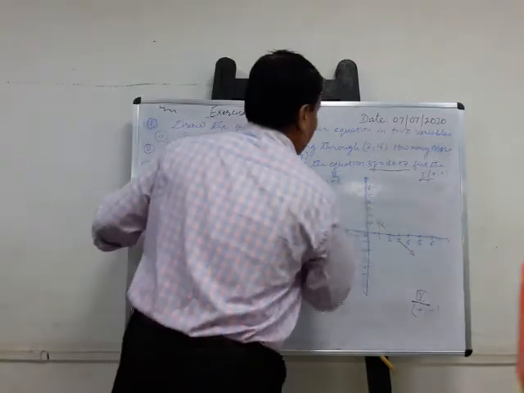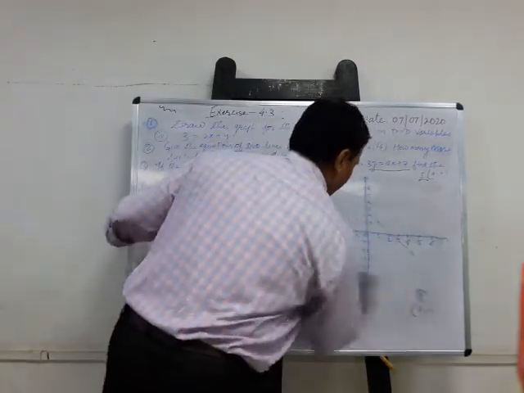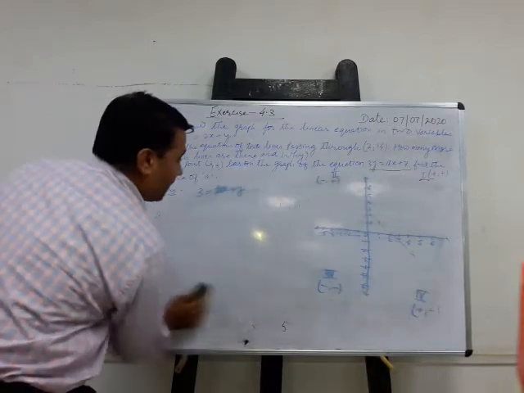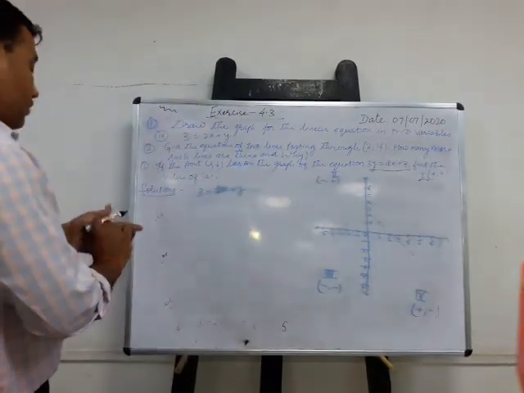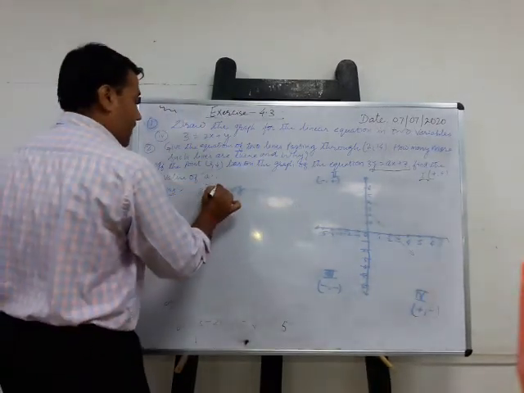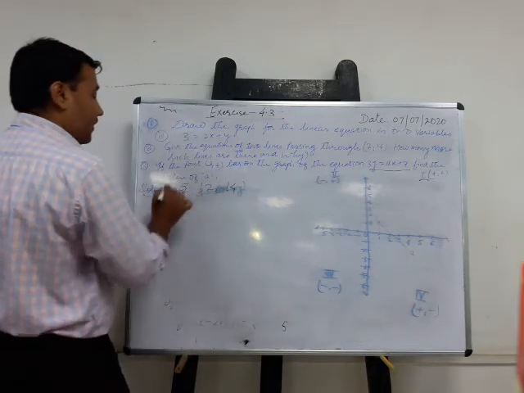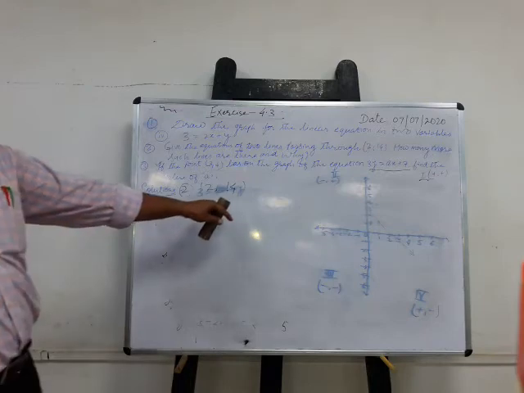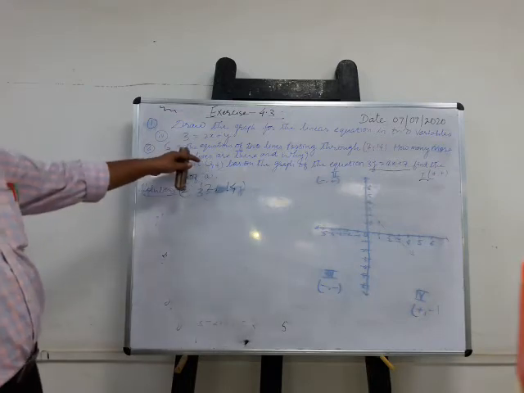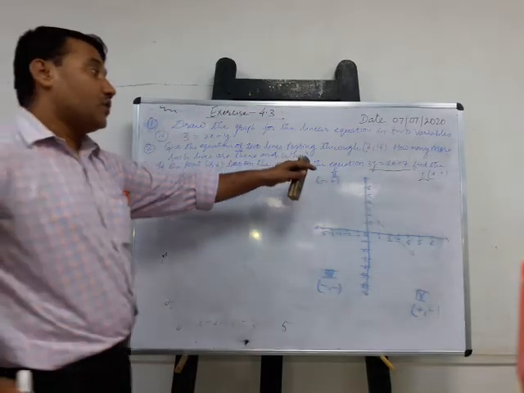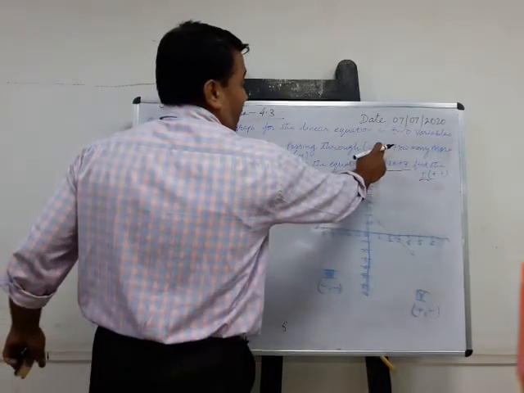Find the equation of two lines passing through the point (2, 14). One point is given, 2 and 14. That is question number 2 I am solving now. You have to find the equations of two lines passing through x equal to 2, y equal to 14.